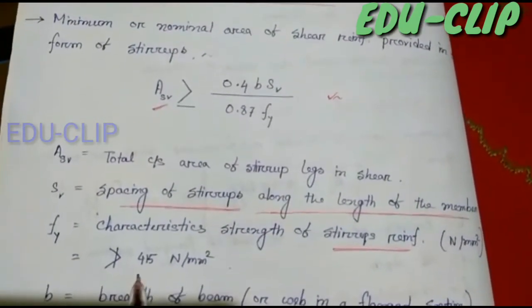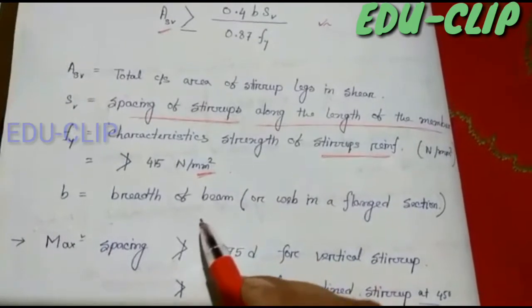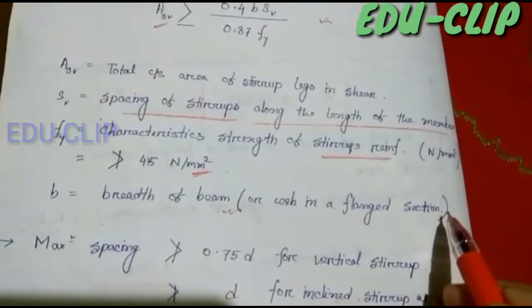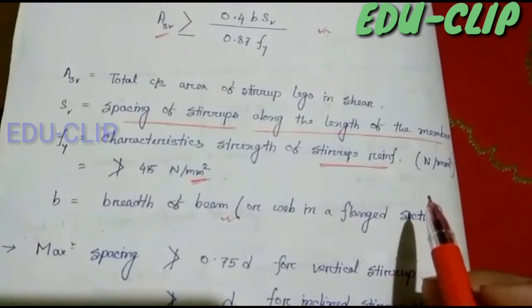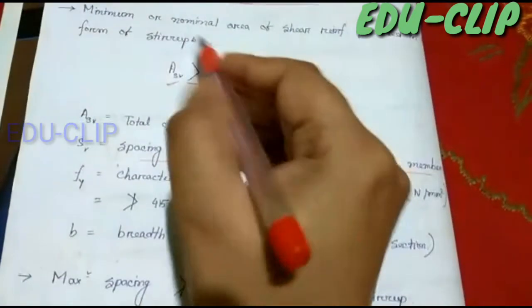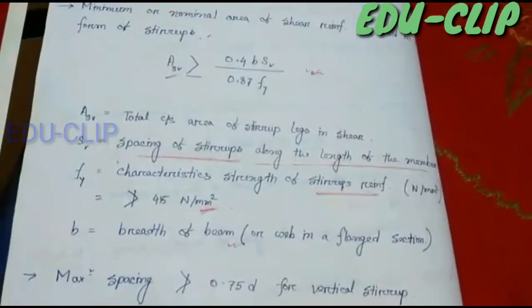And it should not exceed 415 Newton per mm square. And b is the width of the beam or web in a flanged section beam. So we calculate the minimum or nominal area for shear reinforcement by this formula.